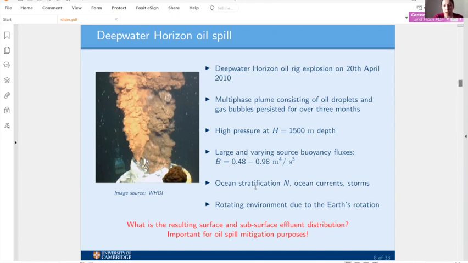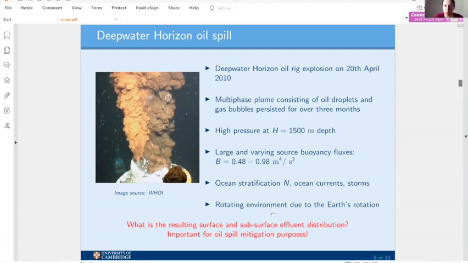Now, as the plume was rising towards the ocean surface, it was affected by several factors, such as the ocean stratification, ocean currents, and storms. And by ocean stratification, I mean that the density of water in the ocean doesn't remain constant, but in fact, it varies with the depth of the ocean, or equivalently with the height above the plume source. Now, this oil plume was also released into a rotating environment, and because it persisted for over 3 months, it may well be that it was affected by the rotation of the Earth at some point.